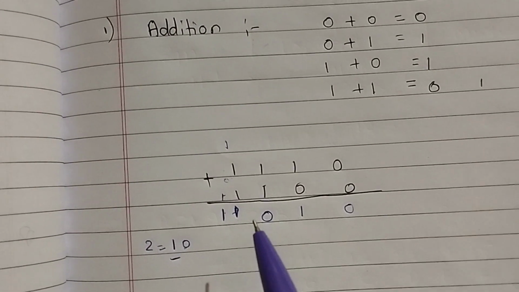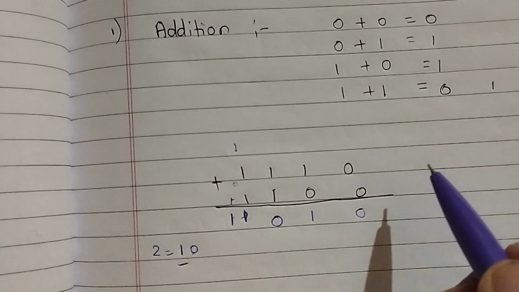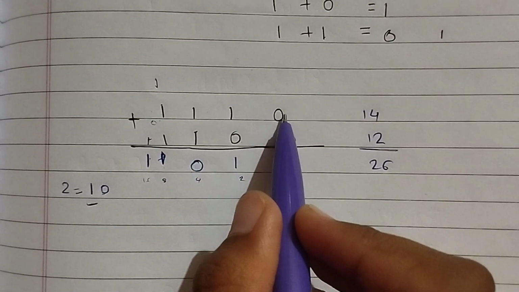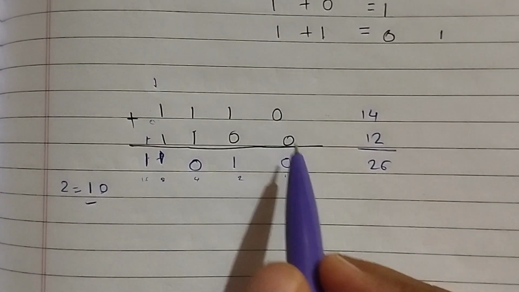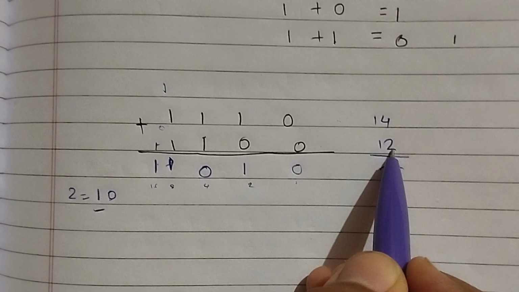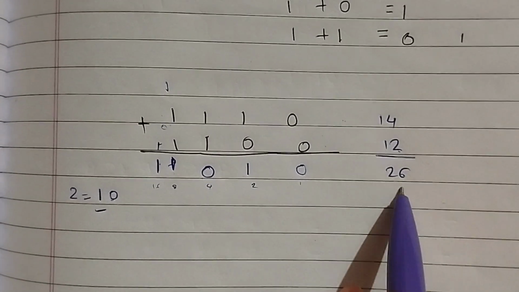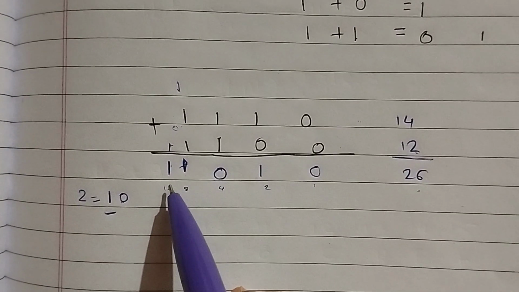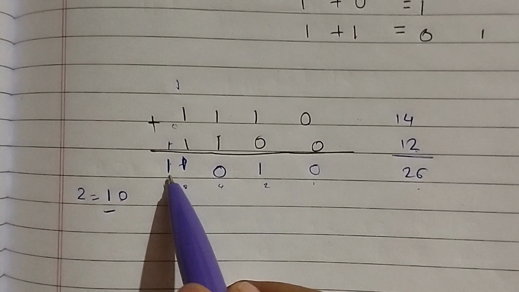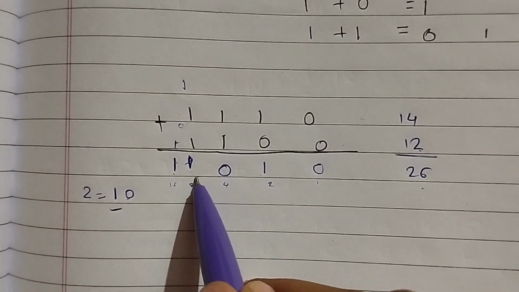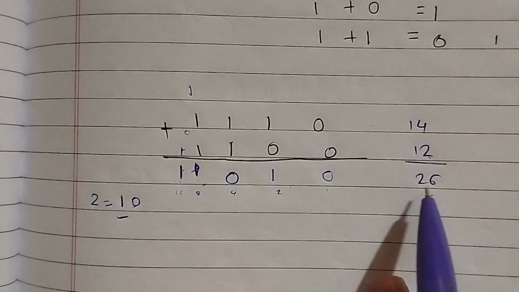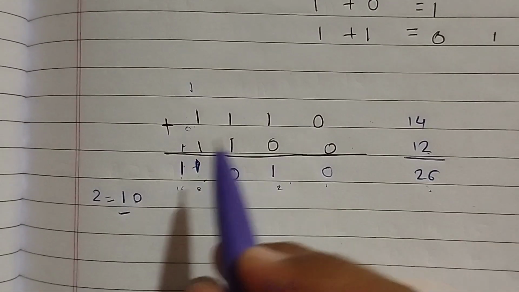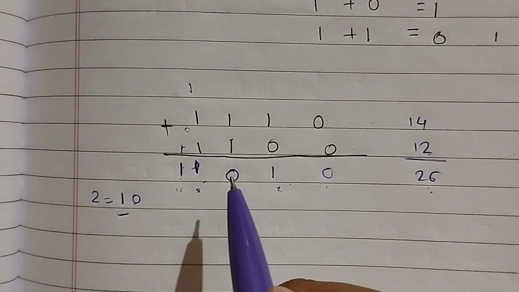Let's see one more example and we do a cross check also. So this is the binary of the 14, this is the binary of the 12. And 14 plus 12 is 26 and the answer also comes 26. See here, 16 plus 8 plus 2 is 26. So I hope you all get the idea.